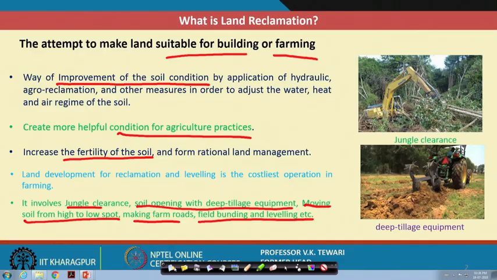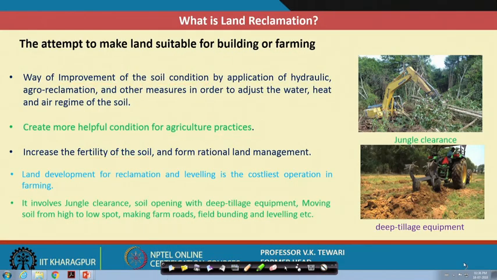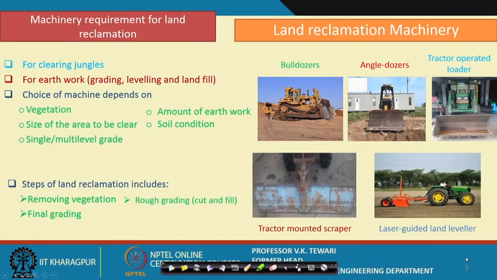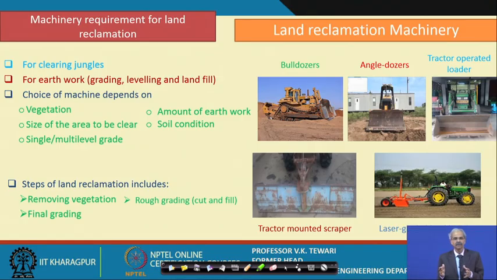Now once this meaning is understood, let us see the ways by which we can do these operations which are essential. See, the various essential things required for land reclamation is the machine. Now what are the requirements of the machines? As I said earlier, you need to clear the jungles, and you need to do some earthwork, maybe moving soil, because you will find that things are not leveled.